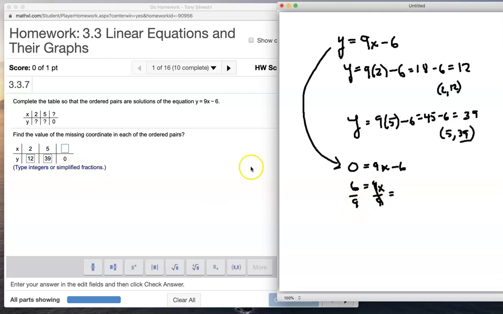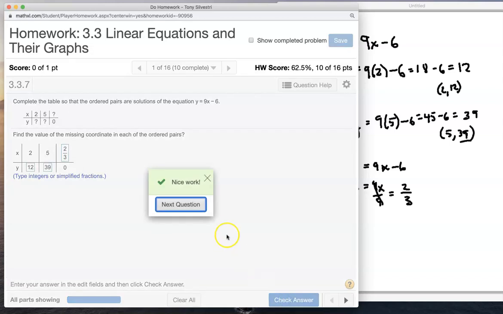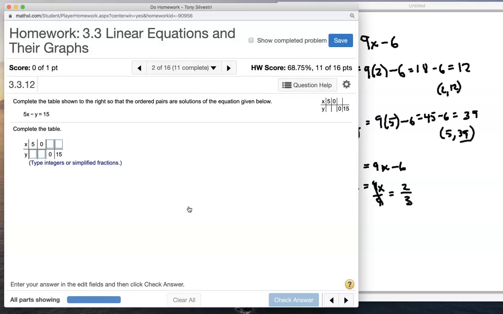But 6/9 is not simplified. Notice I said simplified fractions here. You've got to divide top and bottom by 3 to get 2/3. We haven't done much with fractions as far as answers because we're not really plotting anything, but mathematically 2/3 is going to be the answer that you need to plug in there. Now, I'm going to let you do this one. You have to have some fun on your own.